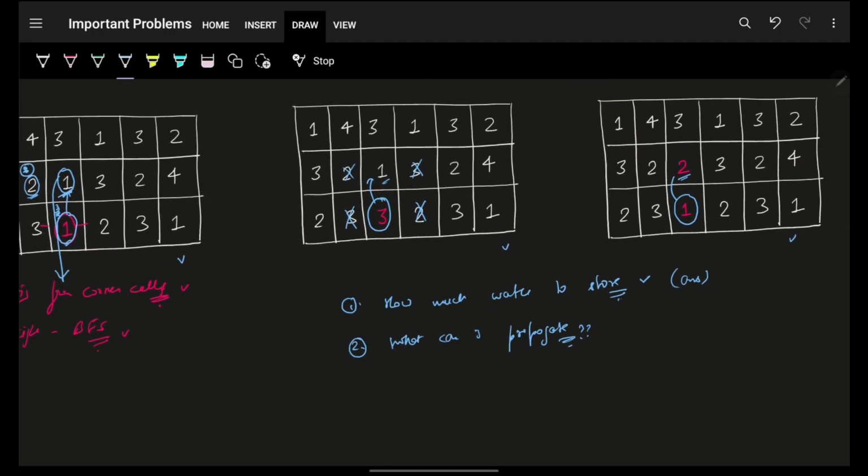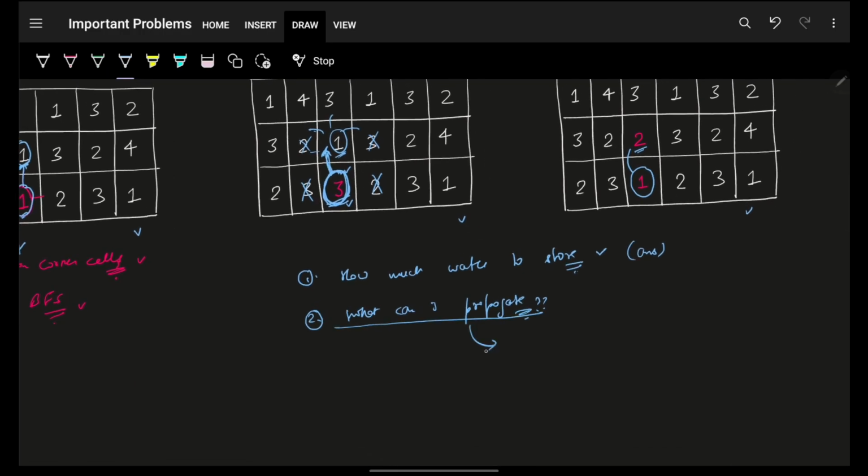Propagate means that if I have a wall of size 3, again, forget about its neighbors for now, I can simply tell my neighbor, bro, don't worry, you have a backup wall of size 3. This 3 will tell his neighbor, okay, bro, I am backing you up, and tell your neighbors that you can store water up till size 3. So this is how the propagation will happen.